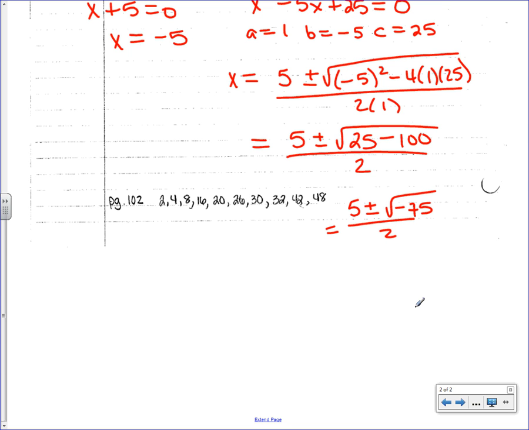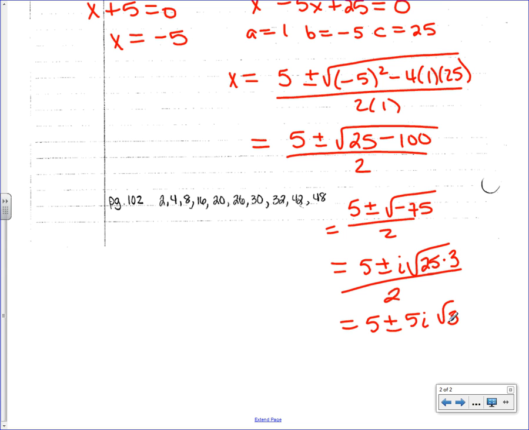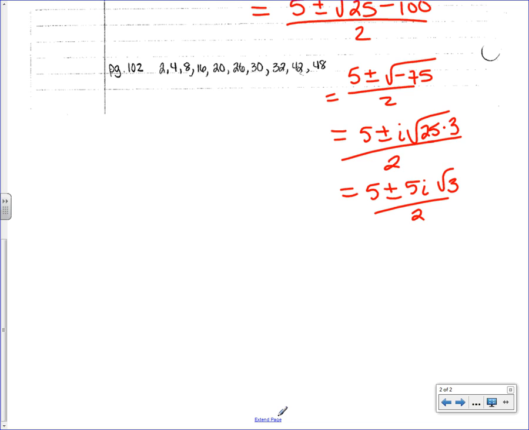Everybody with me there? 75 is obviously not a perfect square. I know I need to pull out the i, we'll do that in a second. But 75 has a perfect square in it. We've got 4, 9, 16, 25, 36, 49. What's the highest perfect square that goes into 75 evenly? 25 and 3, right? What's the square root of 25? 5. So I have 5 plus or minus 5, and I already pulled that i out, square root of 3, all over 2.